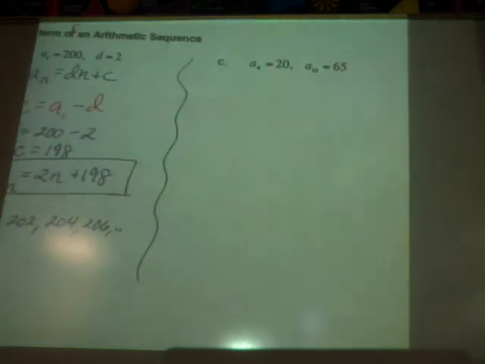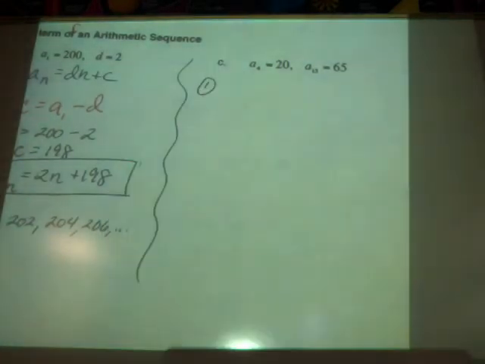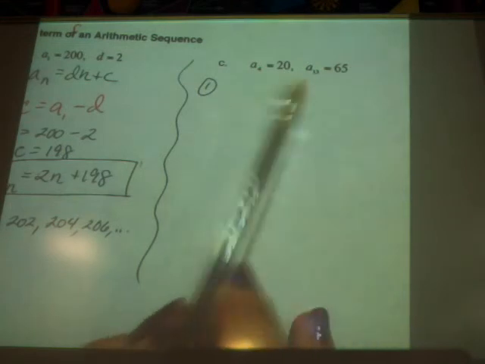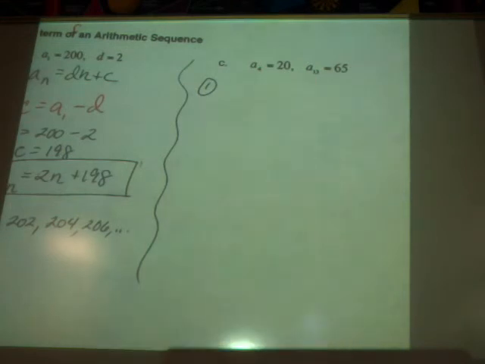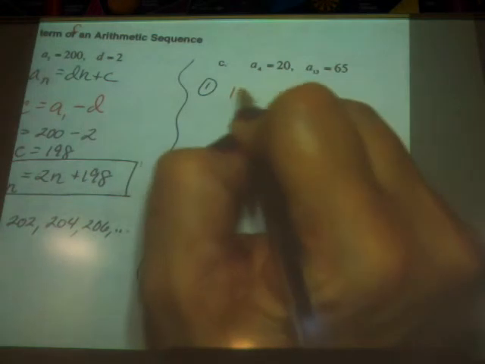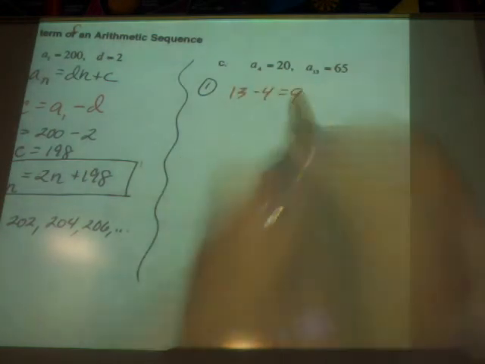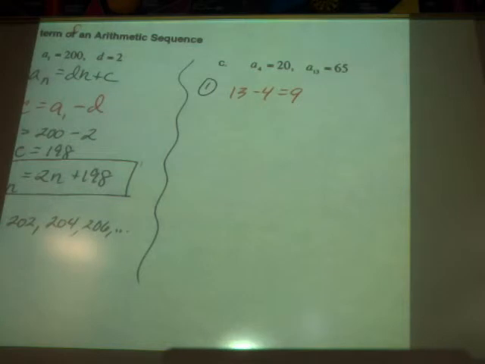Have they given me a sub 1? No. Have they given me d? No. Okay. So we're going to take step 1. If you're given two terms out of the sequence, but you know it's an arithmetic sequence, the first thing you're going to do is take the difference between 13 and 4. So you've got 13 minus 4 is equal to 9.